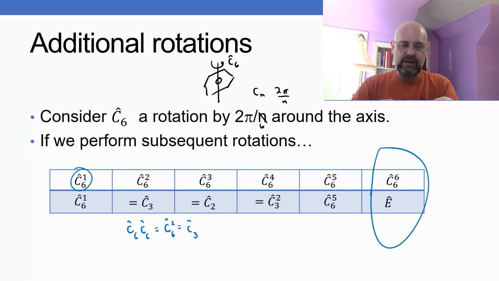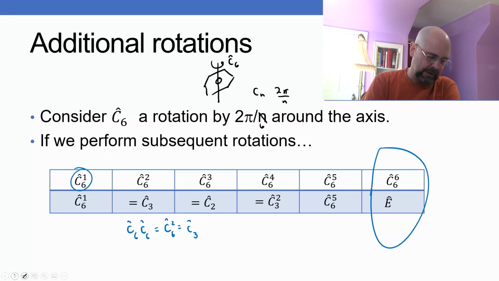So all of these have to be members of the group, because if I apply C6 twice to get C3, I need to have C3. It needs to be part of my group. C2 needs to be part of my group because it is generated by subsequent applications of C6.